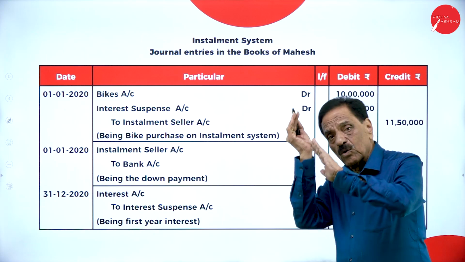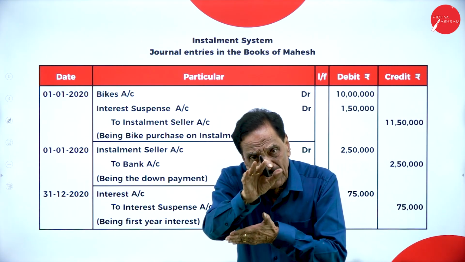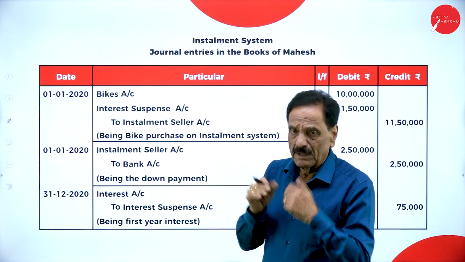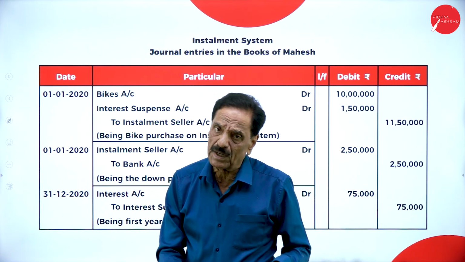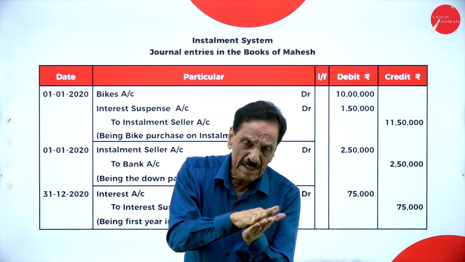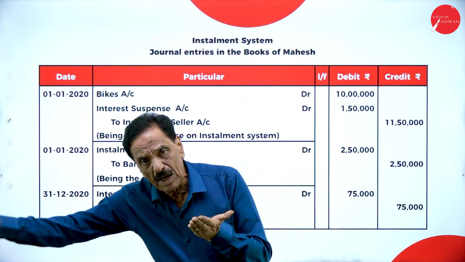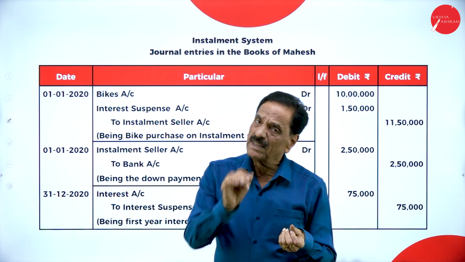Now, so that goes in the favor of hire purchase. Now I am passing the entry in the books of installment system. So generally in the books of installment purchaser, what's the entry? Asset account debit, interest expense account debit to installment seller account, then installment seller account debit to bank account. This is the beginning of the year.